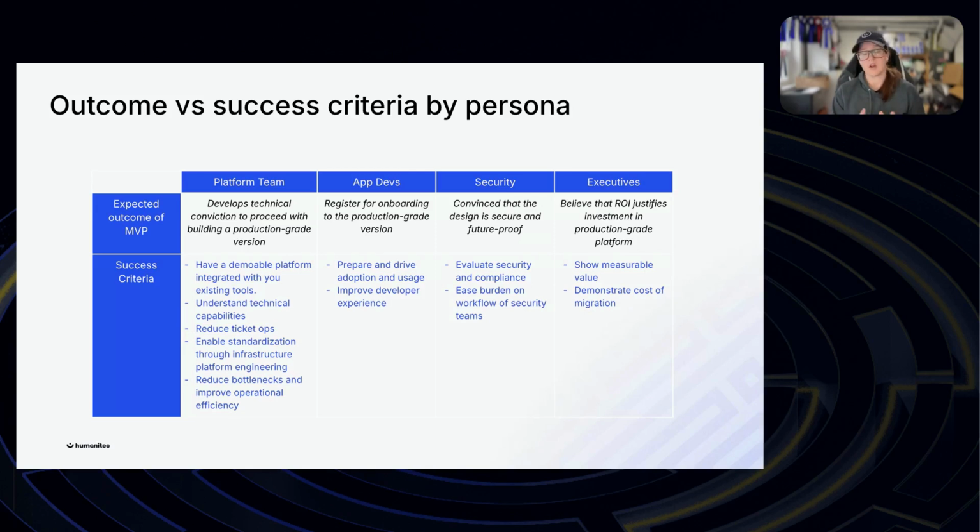Finally, we've got our executives, we've got our management, whatever that looks like for your organization. But at the end of the day, we want them to believe that the return on investment is justified in a production grade platform. We want them to understand the value of platform engineering, of the IDP you're building, and of having Humanitec at the heart of it. How we do this is showing measurable value. And we'll talk about this inside of the MVP itself, how exactly we do this. And we also need to show the cost of migration. Migration does have a cost to it. However, it is generally a high return on investment. And we want to make sure that we can demonstrate that as part of this process.